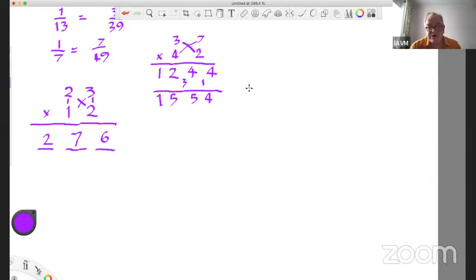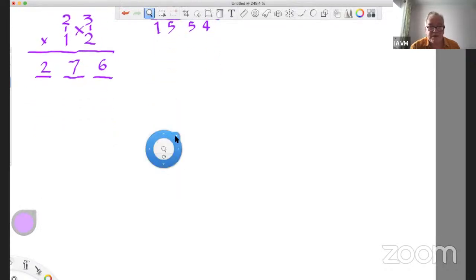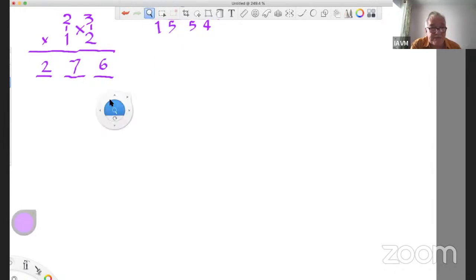Now, this vertically and crosswise method is extendable. We can extend it to multiplying 3 digits by 3 digits in one line. So let's have a look at that. Example: 213 multiplied by 246.